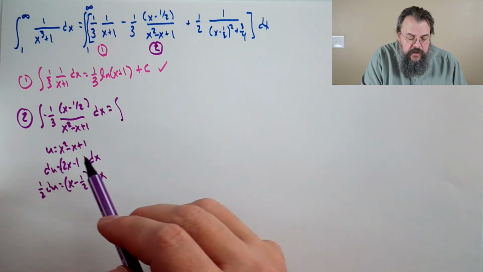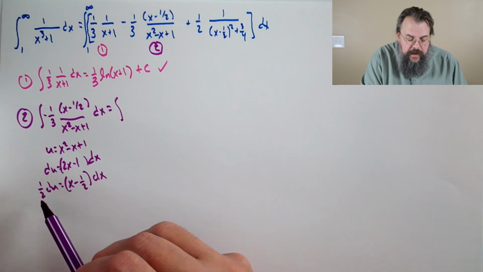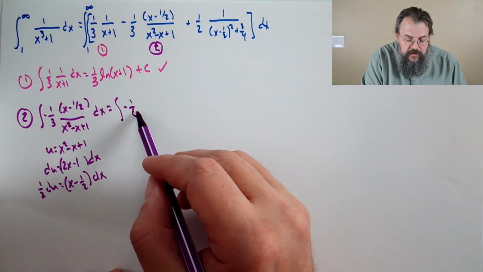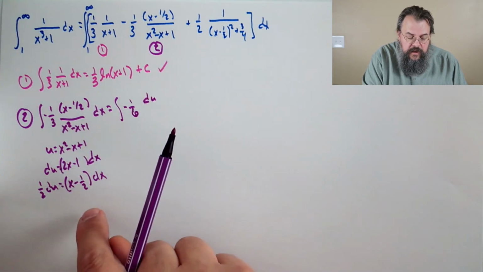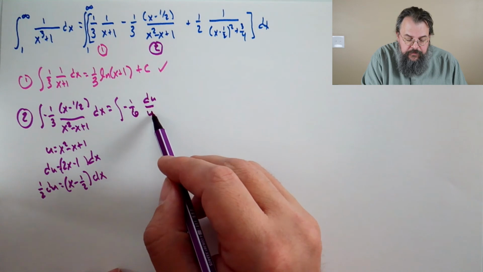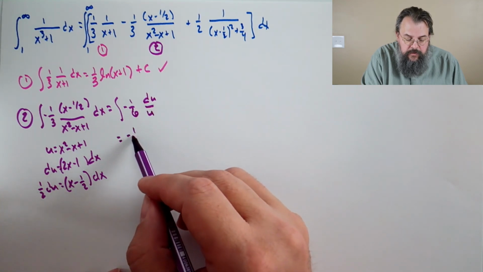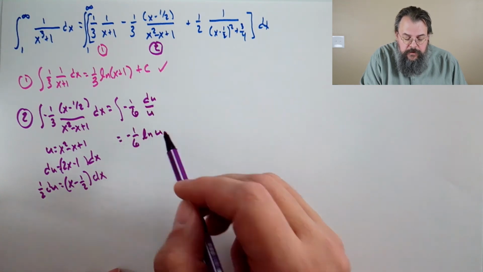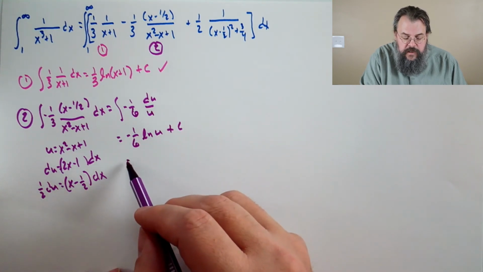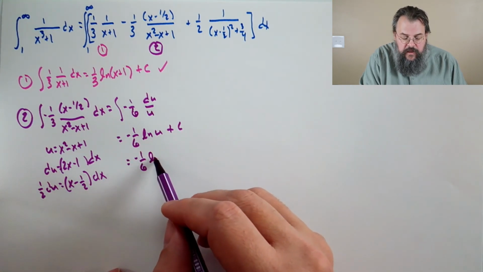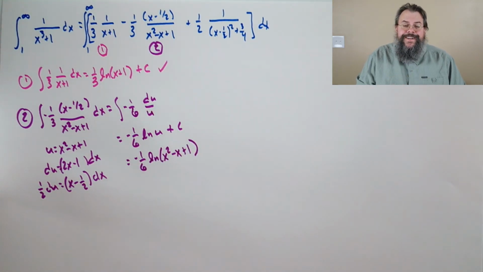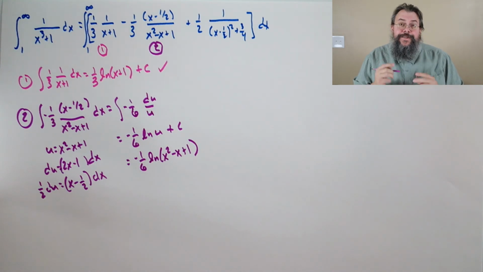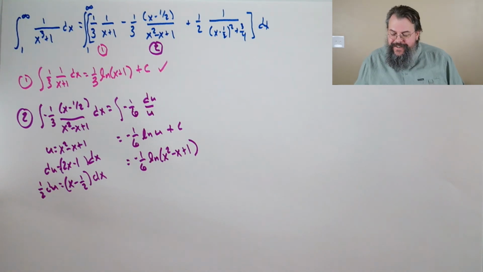Great. So what do we have? This is the integral of minus 1/3, then there's 1/2, so that's minus 1/6, and then the du, that's the x minus 1/2 dx, over u, which is minus 1/6 log u. But of course, we can replace it: minus 1/6 log of x squared minus x plus 1. All right, good. Well, 2 down, 1 to go. So now we work on our next one.